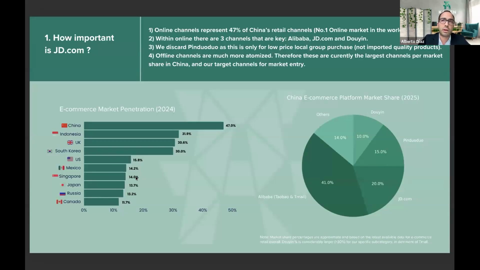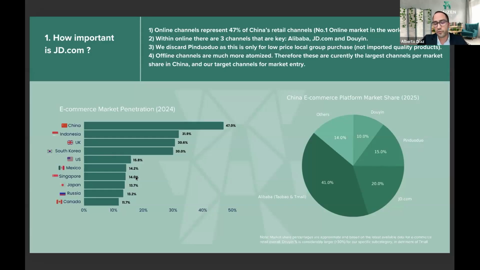European countries typically sit around 10% or even lower, sometimes 5%. So when we speak in Europe about e-commerce, we're talking about something completely different to what China understands as e-commerce, because 50% of sales happen through these channels, and it is the most important window to communicate with Chinese consumers.